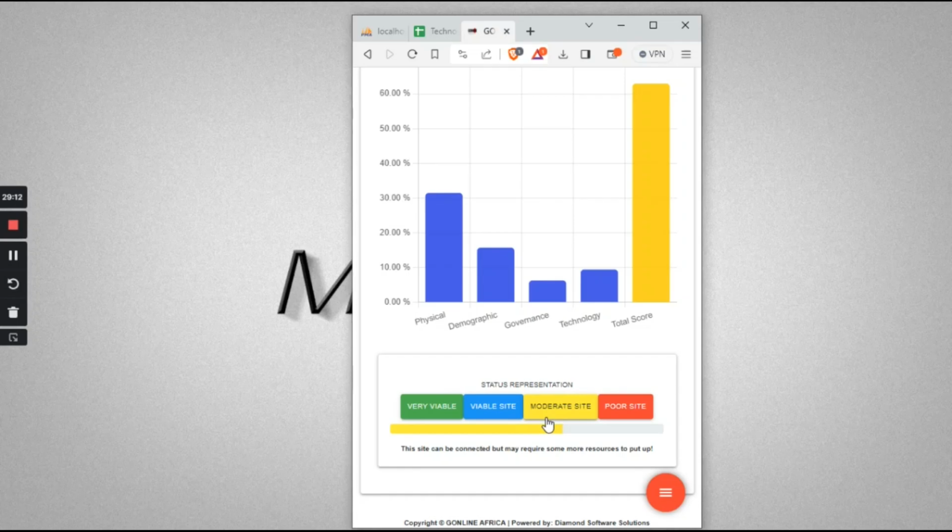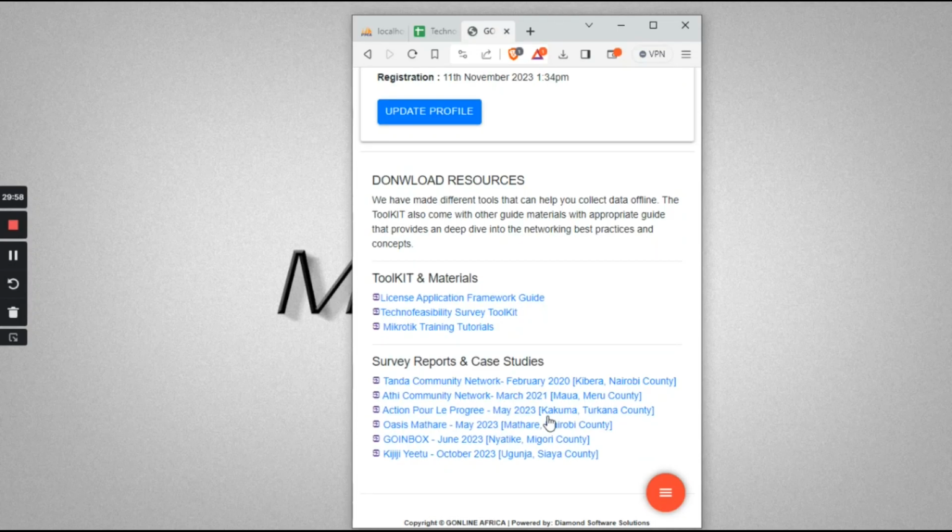When it is moderate, we feel that this is something that, of course, it will be deployed, but it might need more resources to be put up. And poor sites, normally we grade them as very capital intensive, but of course, they will need more techniques and approaches. So this application gives you different tools, different resources.